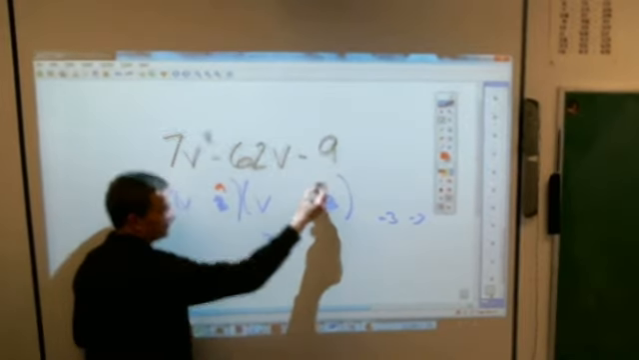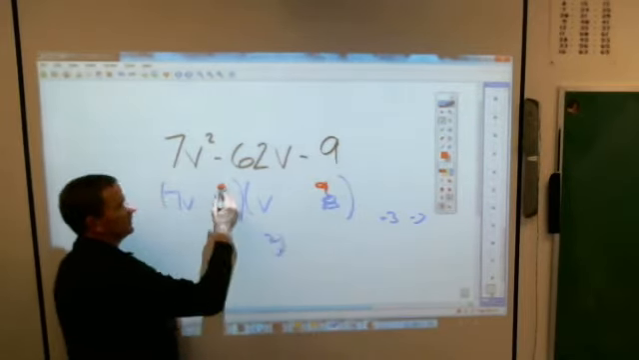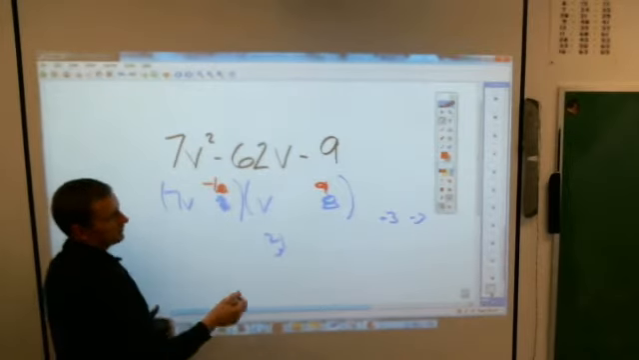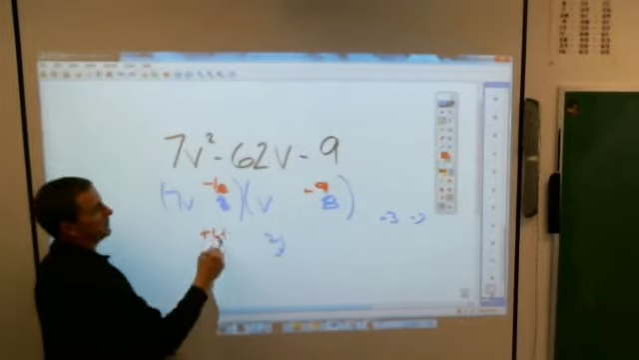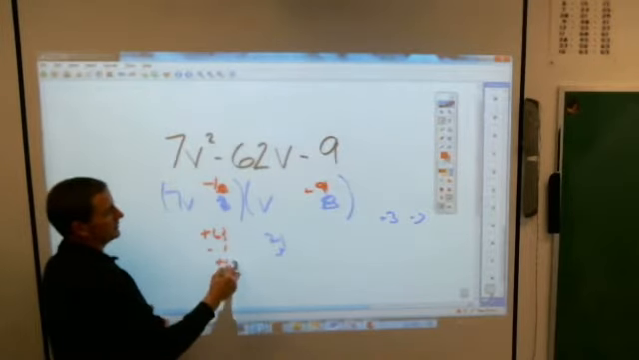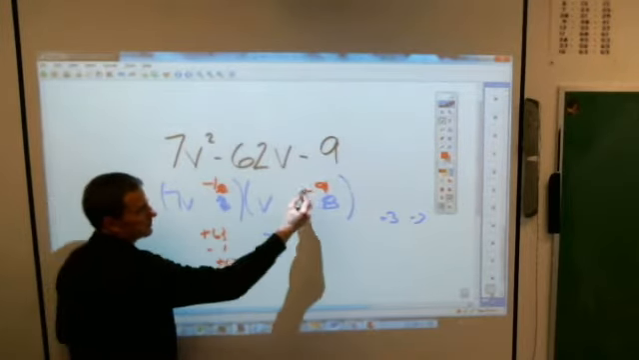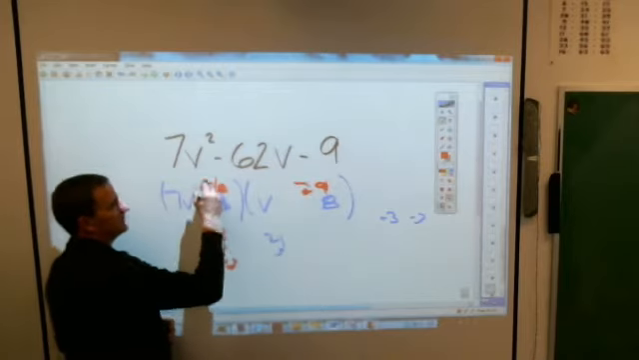So, by reason of insanity, you put the 9 there and the 1 there, and guess what happens? I get a positive 63, so those are backwards. You just have to flip the signs. Minus 9, positive 1.